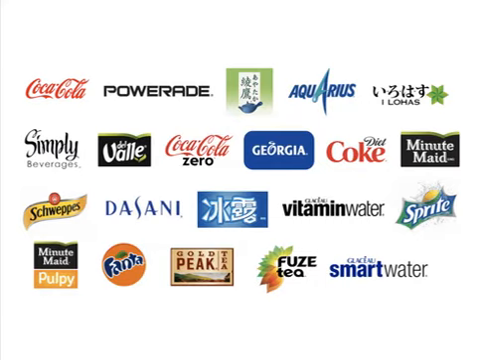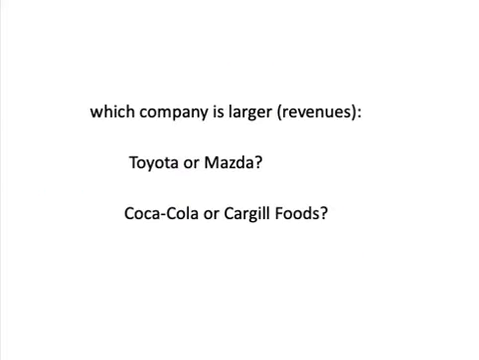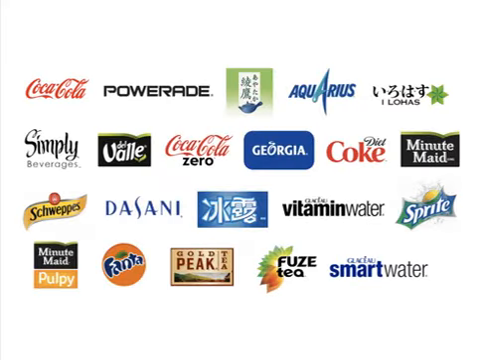Coca-Cola is an enormous company and owns all of these brands. Okay, so it's very large in terms of the number of different brands it owns. However, in terms of revenues, Cargill Foods is much bigger. Okay, so just to give approximately, Coca-Cola has about 35 billion, whereas Cargill has over 100 billion.